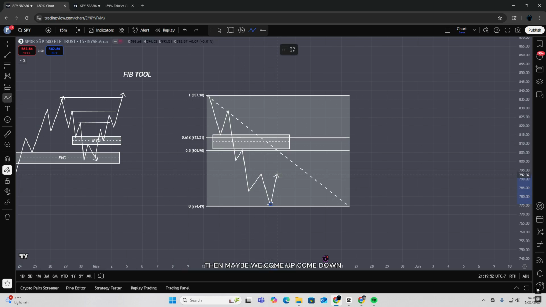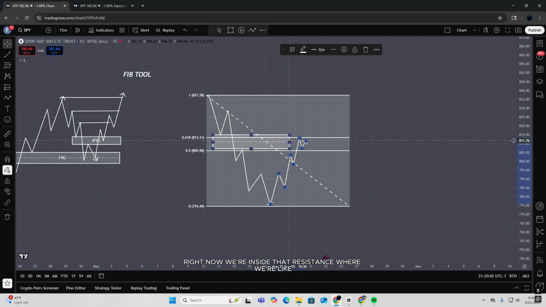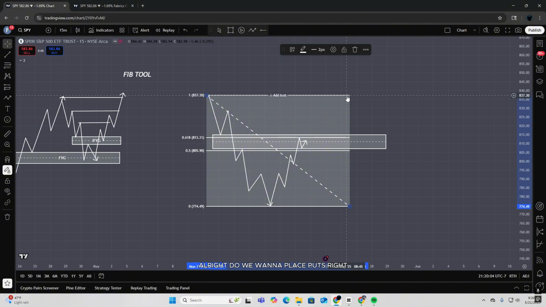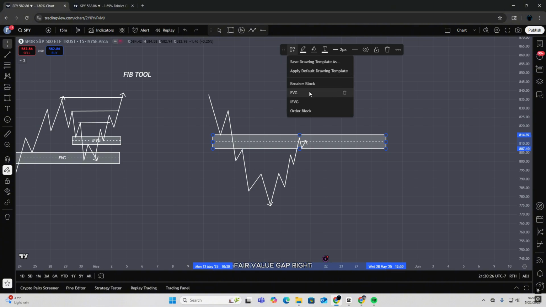Then maybe we come up, come down, come up, come down, come up, and come down. And now we're inside our bearish fair value gap. Now we're inside that resistance where we're wondering, do we want to place puts? You're probably not sure yet. However, you're going to want to try identifying more confirmation to actually place your puts. So let's mark this right now as our bearish fair value gap.